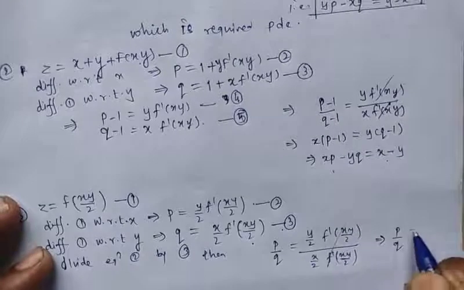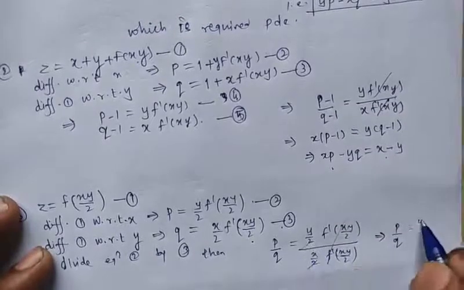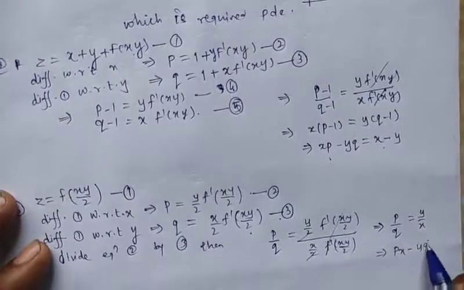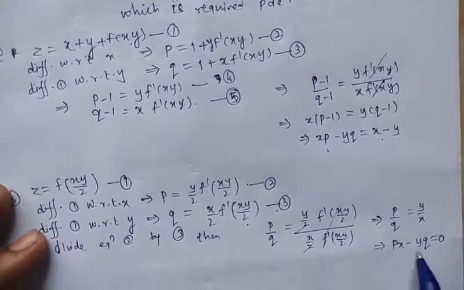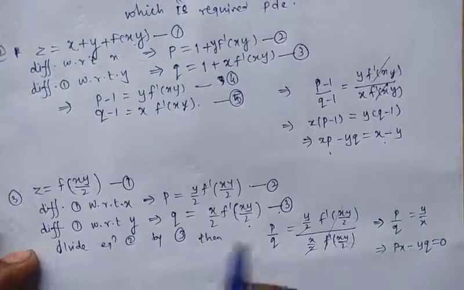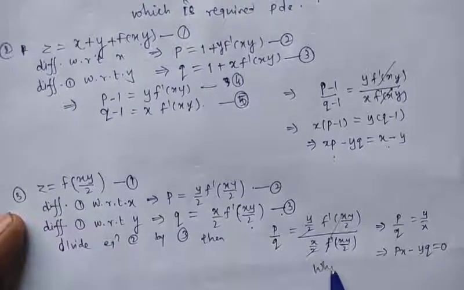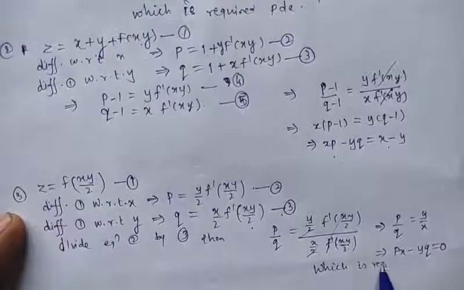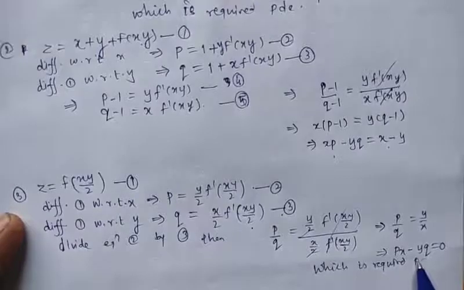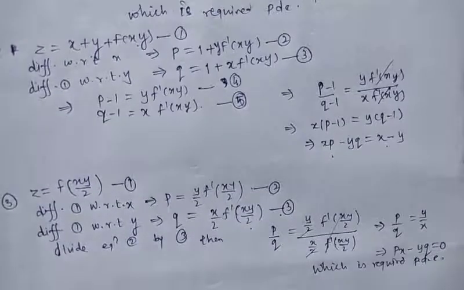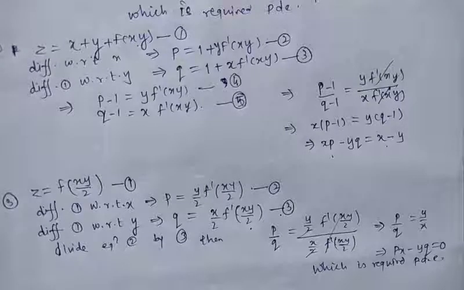Okay, so what remains? p by q is equal to y by x, which implies that px minus yq equals 0, which is the required partial differential equation for the given function z is equal to f of xy upon 2. Okay, so this is the complete solution of the given problem.